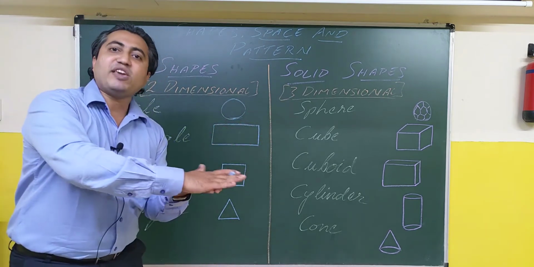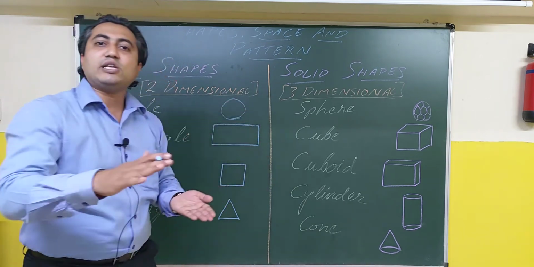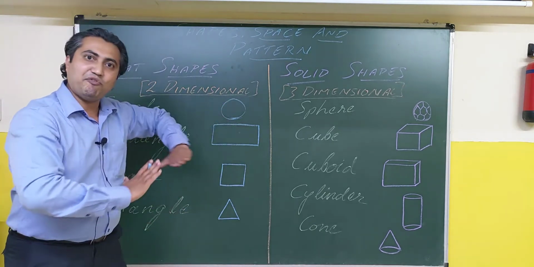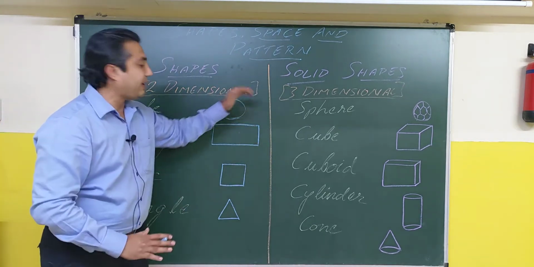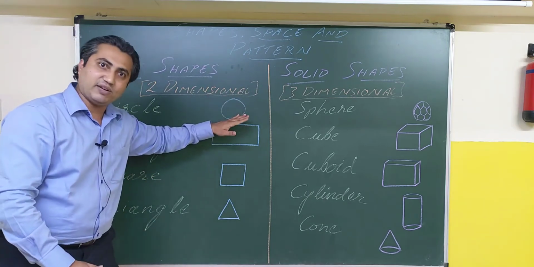हम उसका एक ही फेस देख पाएंगे. ऐसे रखो या ऐसे रखो, only one face is seen. That is called a flat shape. Circle is a flat shape. हमको उसके साइड में और कोई फेस नहीं है. It has only one face. That is a flat shape.